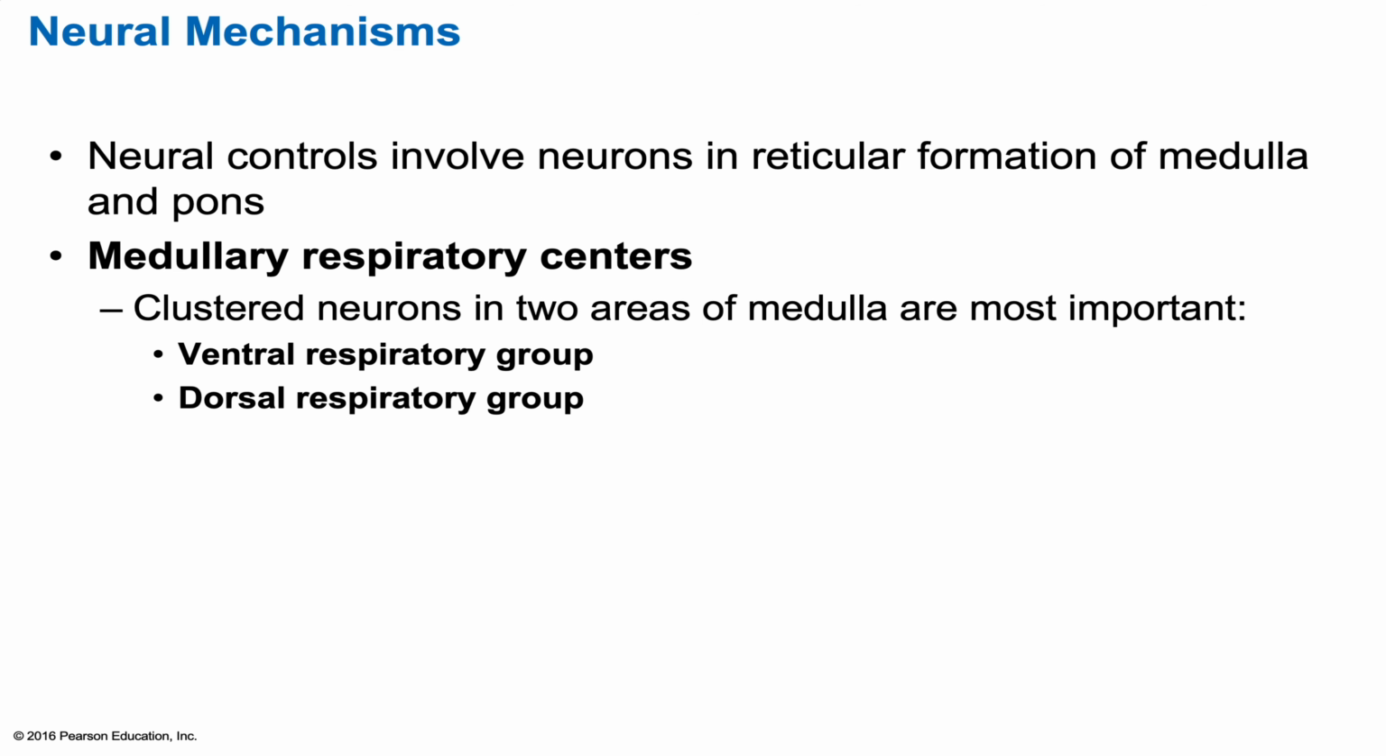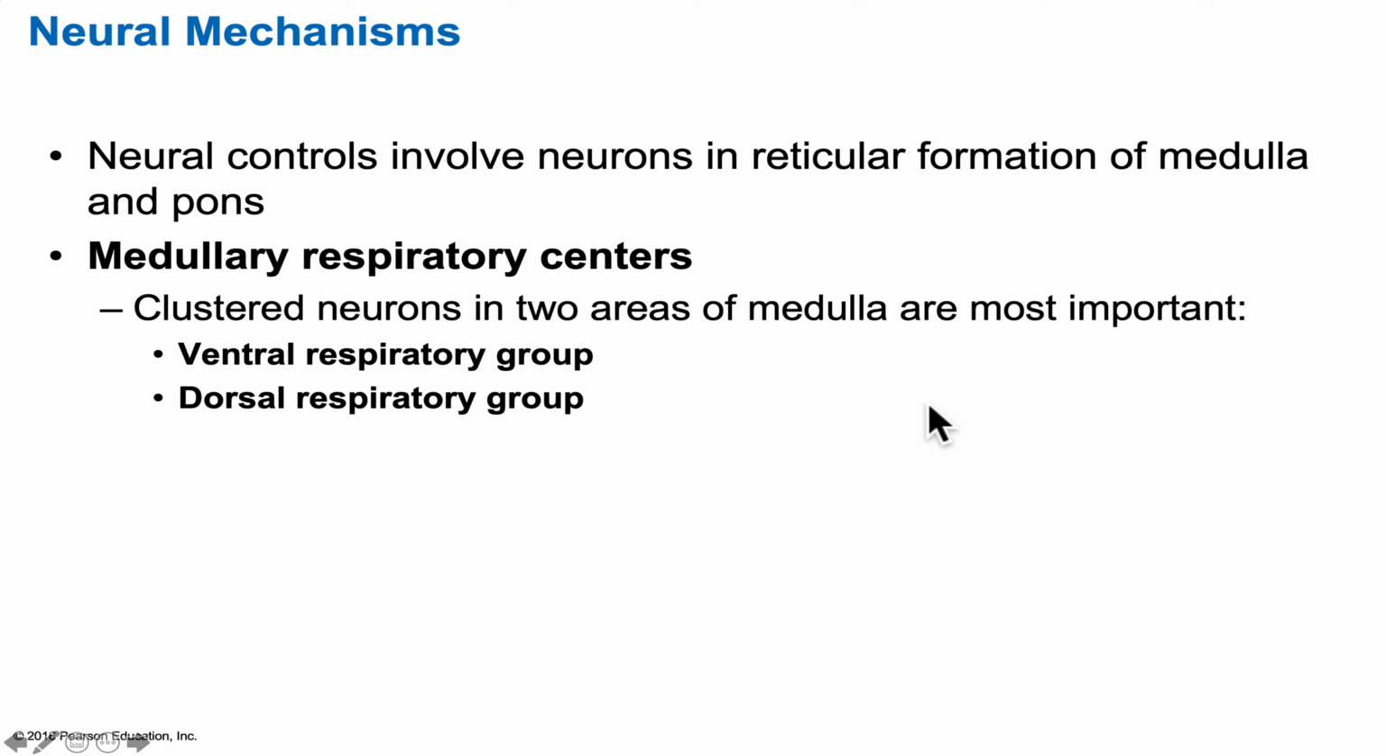The control of respiration primarily involves neurons from the reticular formation of the medulla and pons. The medulla sets the respiratory rhythm. Now, we find neuron clusters in two areas of the medulla that appear to be critically important in respiration. These two areas are the ventral respiratory group and the dorsal respiratory group. We use the acronyms VRG and DRG to describe these two.